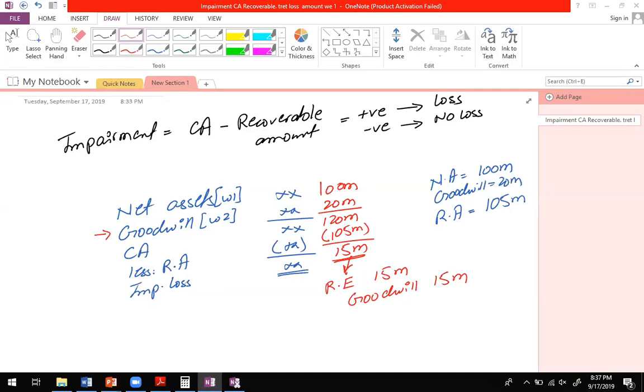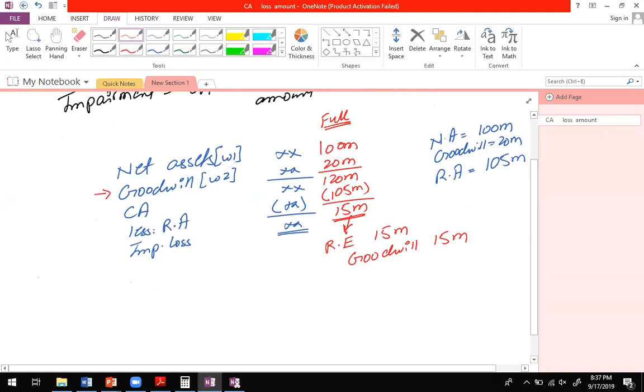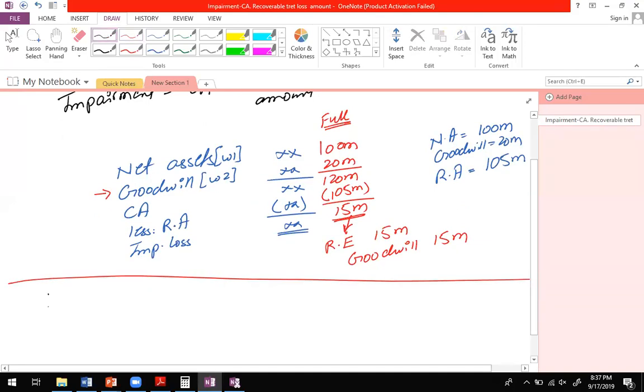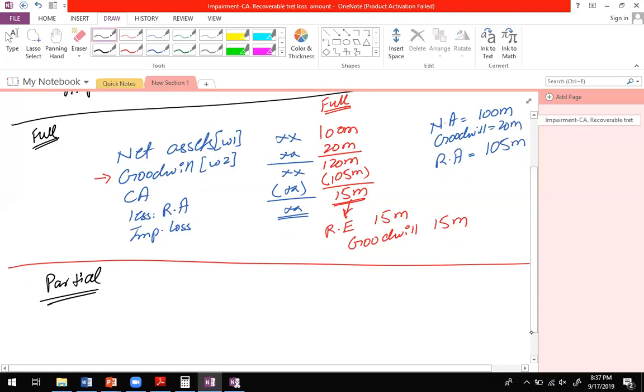But if we see, this is the method of the full goodwill method. This is the method that we follow in case of the full goodwill method. Let's suppose I ask, how would your answer change if we use the partial goodwill method? This method was the full goodwill method. Now what if it is the partial goodwill method? What will happen?